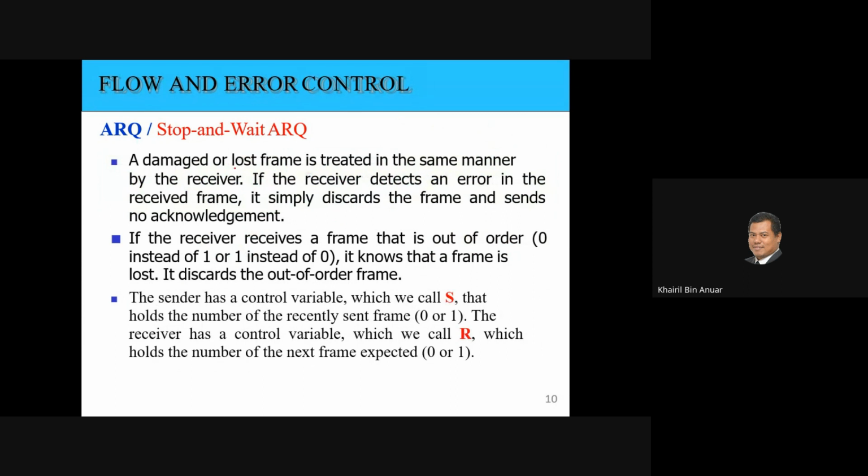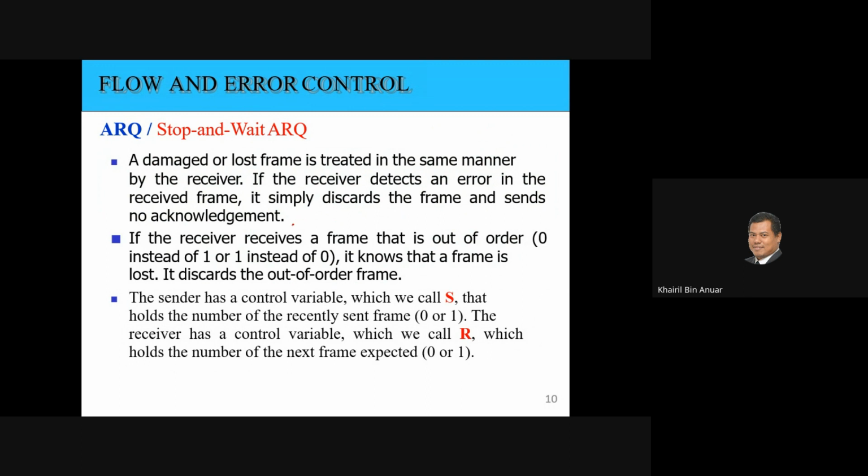A damaged or lost frame is treated in the same manner by the receiver. If the receiver detects an error in the received frame, it simply discards the frame and sends no acknowledgement. If the receiver receives a frame that is out of order, 0 instead of 1 or 1 instead of 0, it knows that a frame is lost. It discards the out of order frame. So basically, if there's an error, it simply discards and you don't send any acknowledgement.